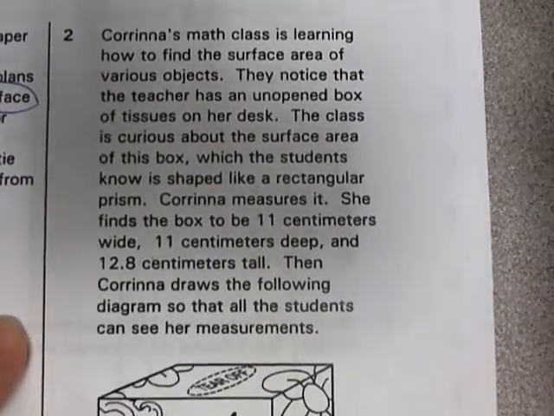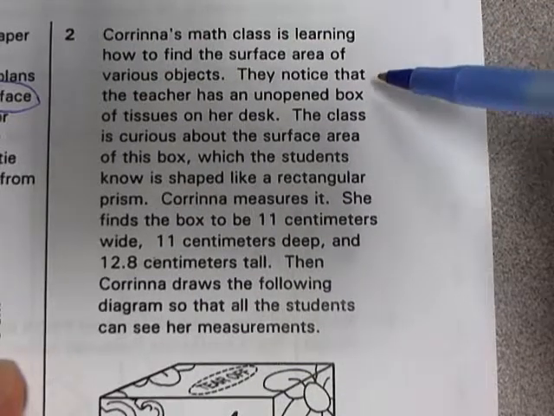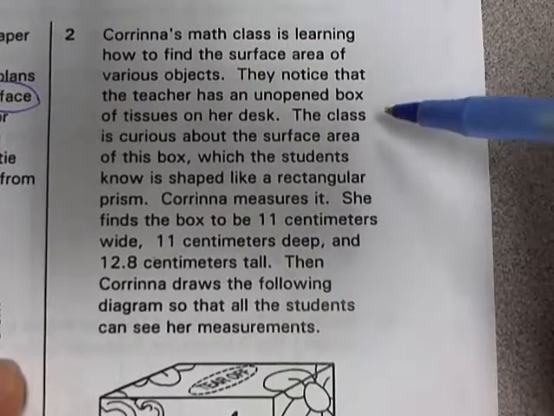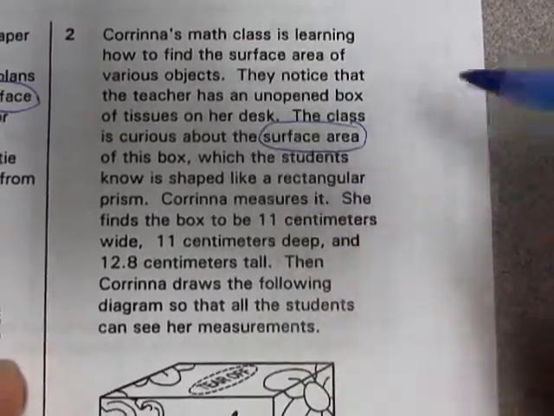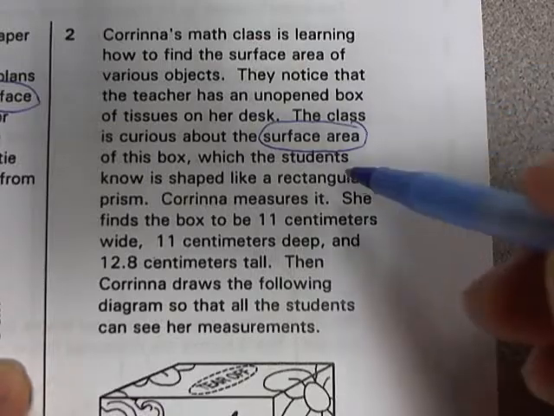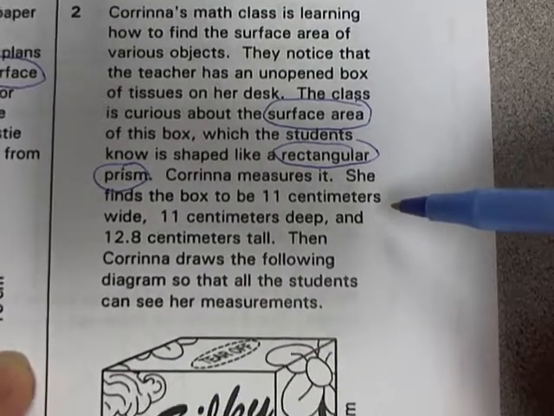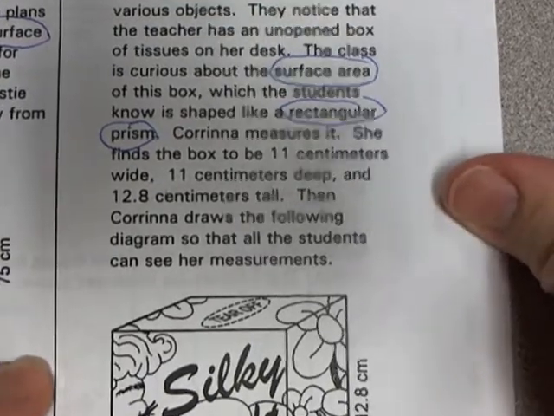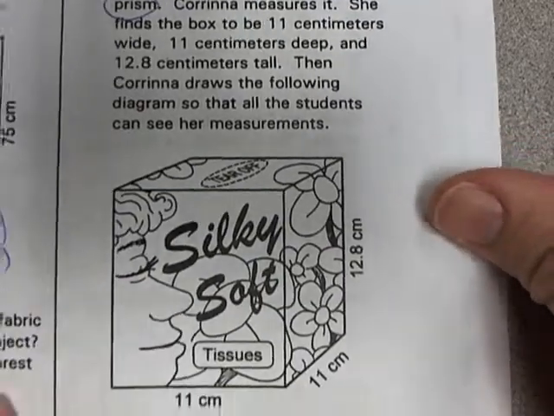Number 2. Karina's math class is learning how to find the surface area of various objects. They notice that the teacher has an unopened box of tissues on her desk. The class is curious about the surface area of the box. So let's circle the words surface area, which the students know is shaped like a rectangular prism. Karina measures it. She finds the box to be 11 centimeters wide, 11 centimeters deep, and 12.8 centimeters tall. Then Karina draws the following diagram so that all students can see her measurements.